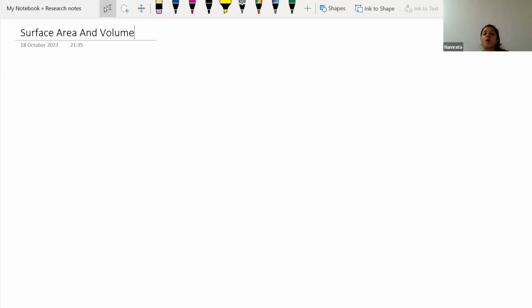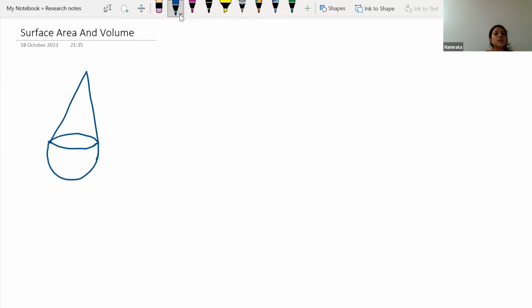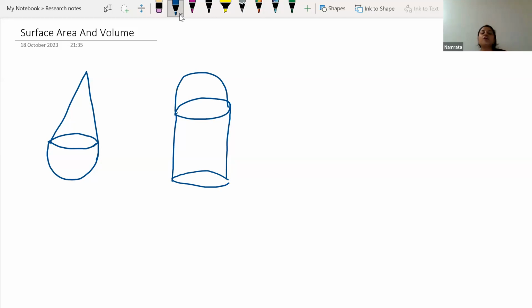Okay, so maybe there will be a combination of shapes. A shape will be there just like this one. Just like this one, we can have a cone, and below that we can have a hemisphere, not a semicircle. These are spheres, that is cone. So we can have a combination of shape like this one, or we can also have a combination of shape like a cylinder, and then we can have something like this. These are a few examples of combinations of shapes.